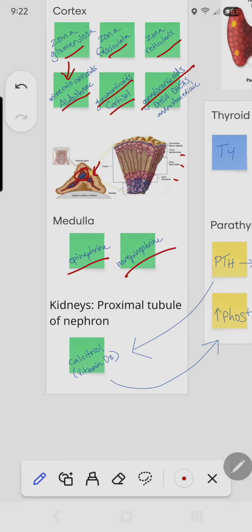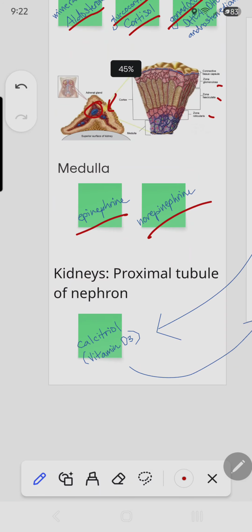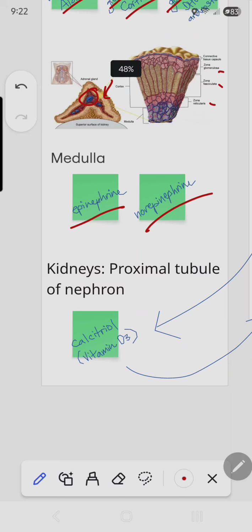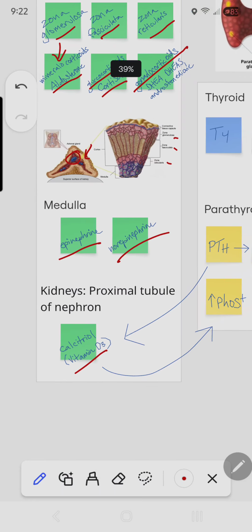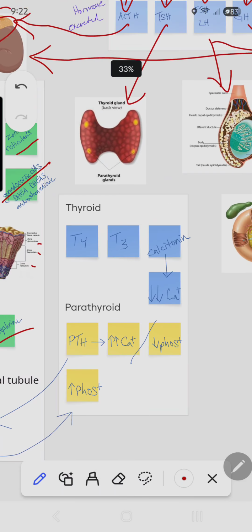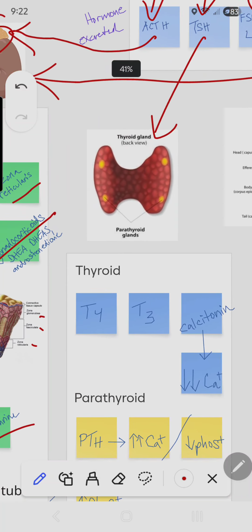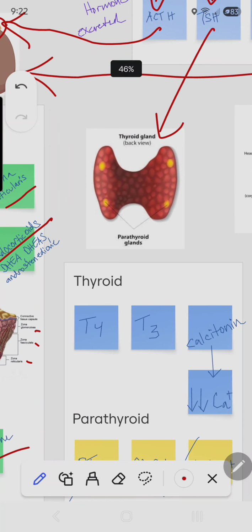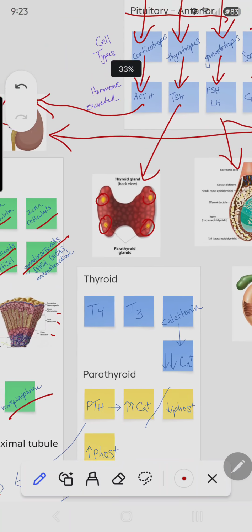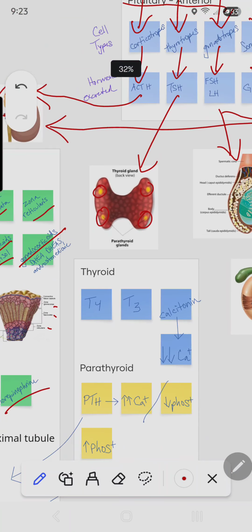And the last thing, there is something inside the kidneys that we're going to talk about later. In the proximal tubule of the nephron is where calcitriol is produced. That is also known as vitamin D3, and we will talk about that here shortly with the thyroid gland. So the thyroid is located in the anterior portion of the neck. The parathyroid glands are these four little ones here, and those are just located on top of the thyroid. Those have their own function.